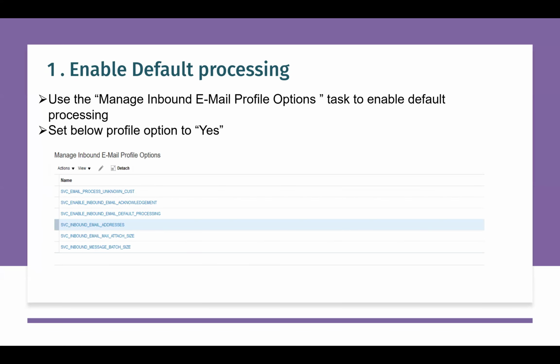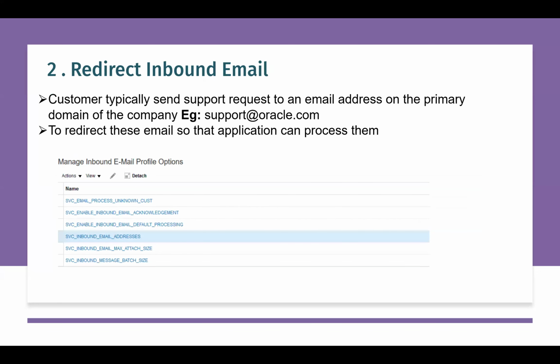First step is enable default processing. In the task, manage inbound email profile options, we have a profile option. We need to set it to yes, so that inbound email will follow the default processing logic. That's the first step.